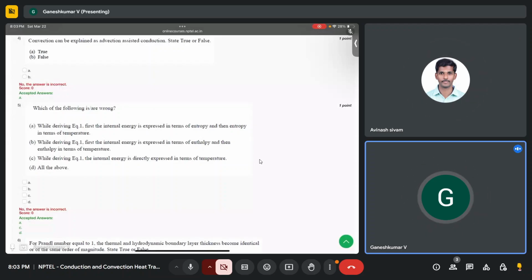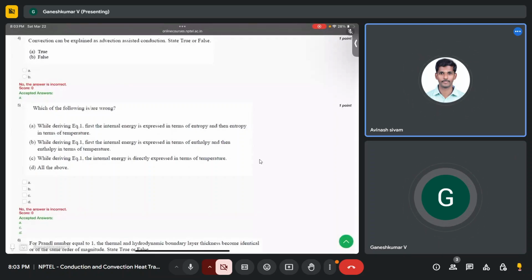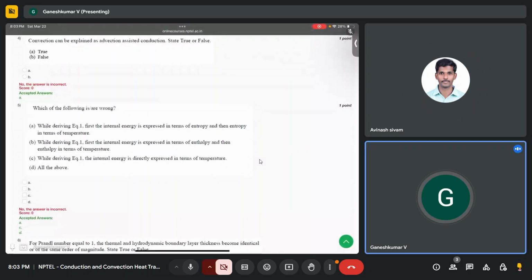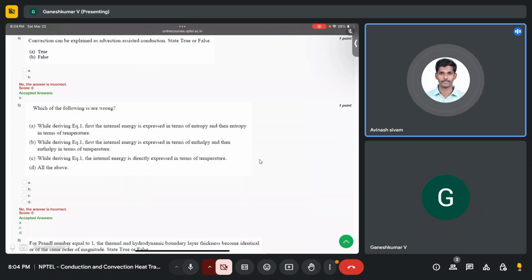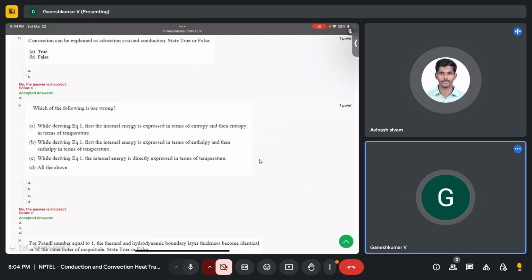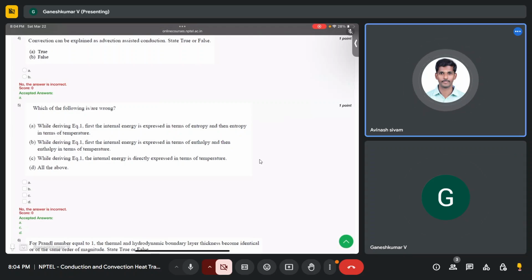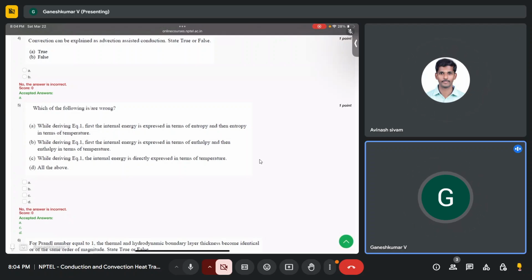We'll derive the energy equation expressed in terms of enthalpy, then enthalpy in terms of temperature. So I think B is the right answer. B is true, sir. A and C are wrong, sir. The question asked is which of the following is wrong. Okay, so then A and C should be the answer alone, sir, and B will not be there. Okay, sir, I'll raise it in the forum. Yeah, sure, thanks for bringing this up. Please write it in the forum.